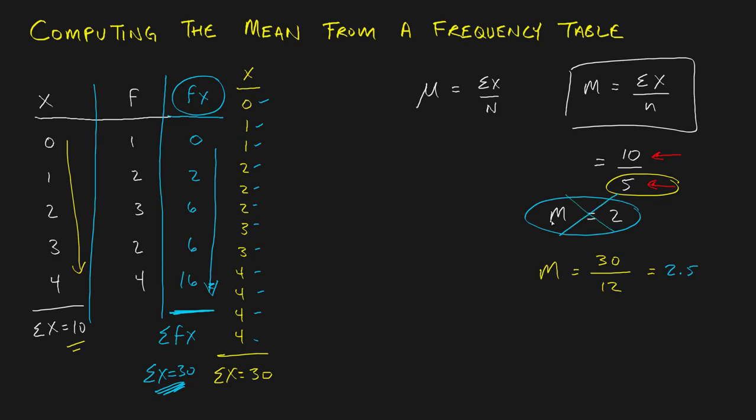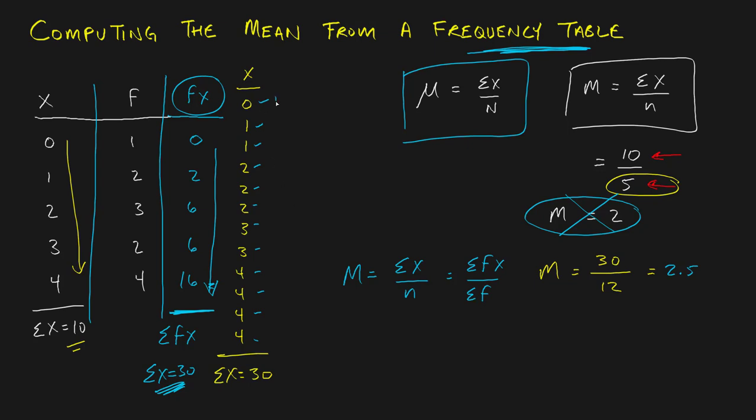Definitely different than what I got by simply adding up my x values and dividing by the number of x values that I see here. So if you have a frequency table, you're still going to be using the same formula. For a population, you would be using the sum of x over capital N. For a sample, you're still going to be using the sum of x over small n. However, you have to understand that the sum of x is going to come from the sum of the column where you've done the frequency times x.